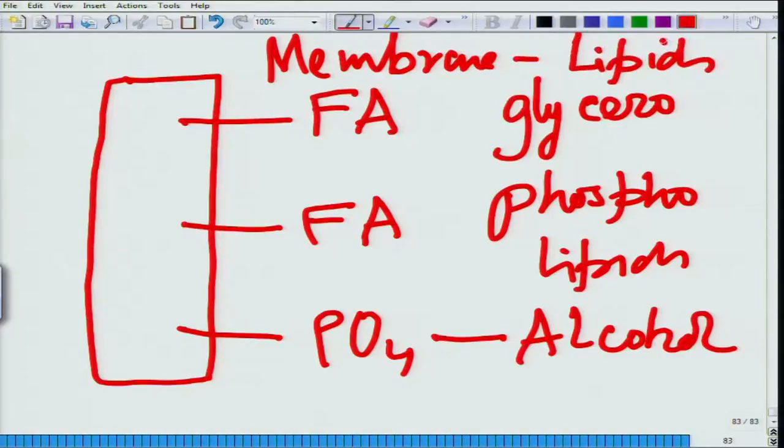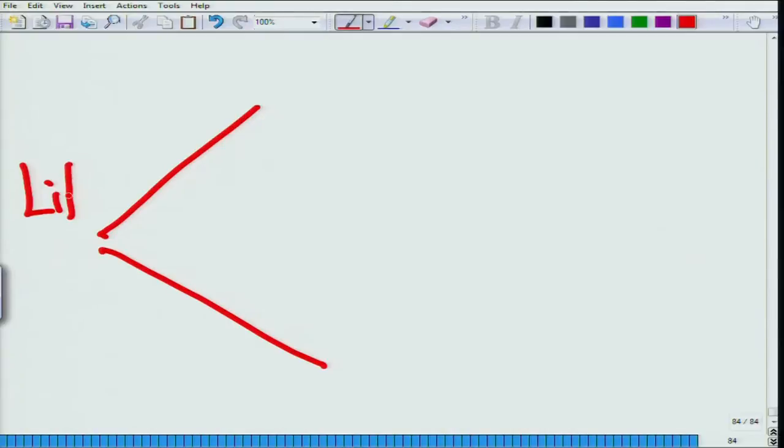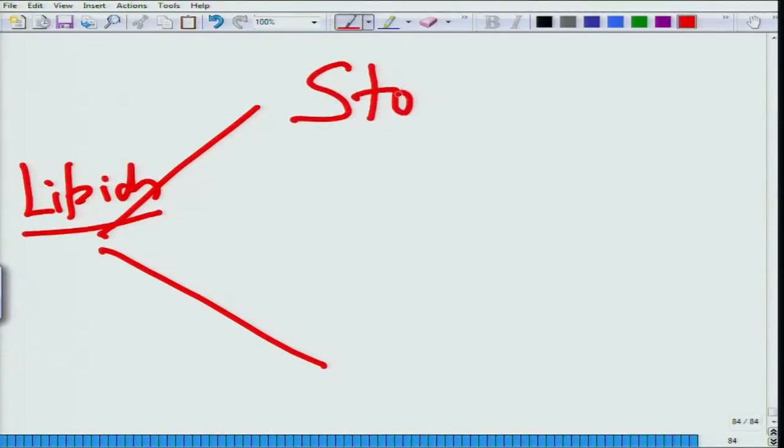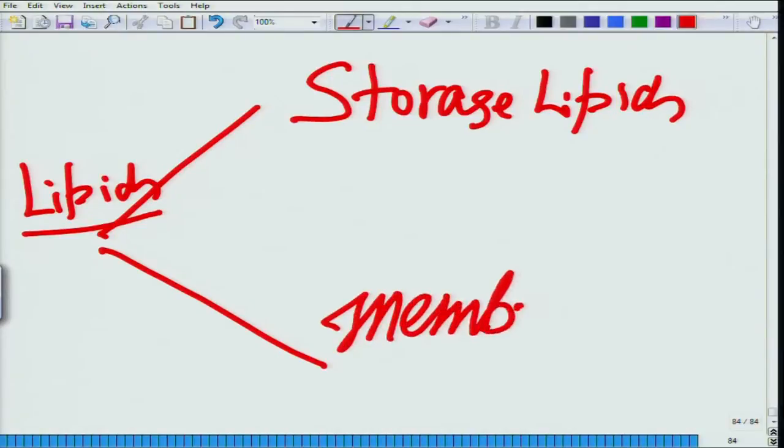Okay. So broadly speaking, lipids could be classified in terms of their position as storage lipids and membrane lipids.